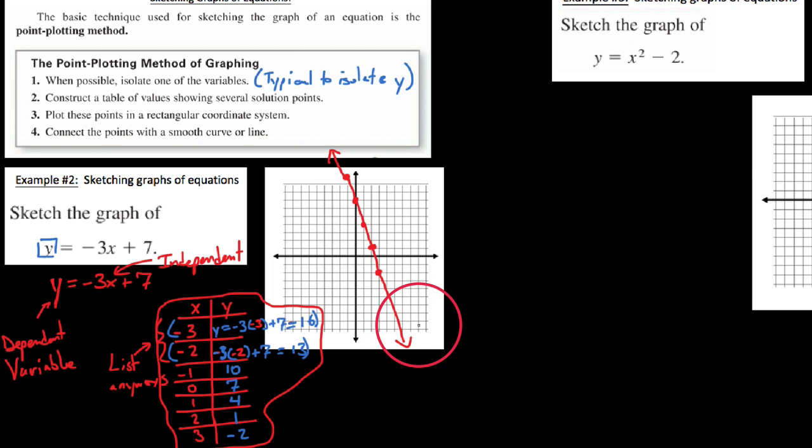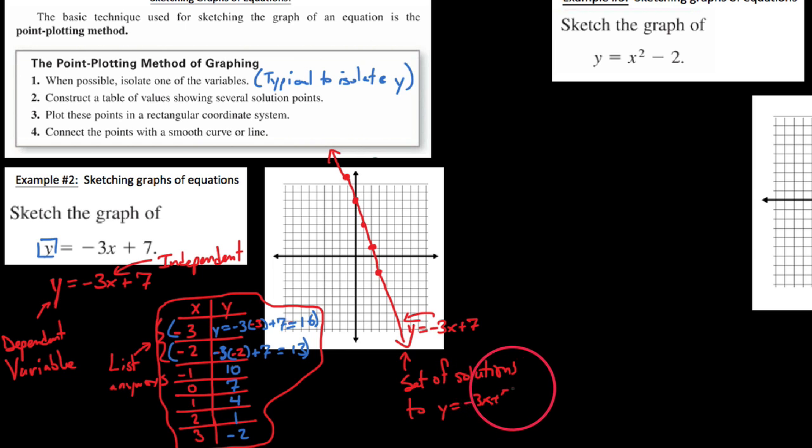So the last thing I want to make sure we do here when we sketch this is actually take the time to write the equation next to the graph that you've sketched, because what you're saying is this is the set of solutions to y equals negative 3x plus 7.